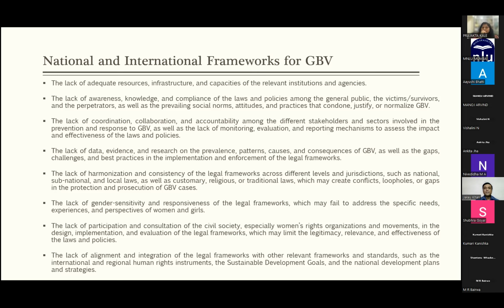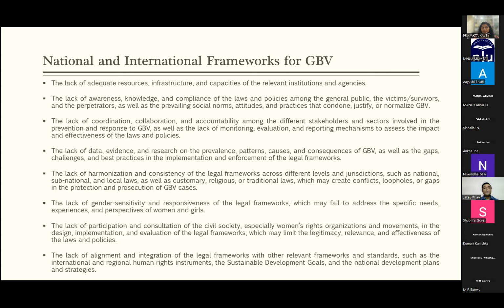And India is a diverse country, so we have customary, religious, as well as traditional laws, which often create conflicts and loopholes or gaps in protection and prosecution of GBV cases. Thereafter, there is a lack of gender sensitivity. No doubt there is a plethora of laws, but these are sometimes not gender sensitive, or they fail to address the specific needs and experiences of women and girls.